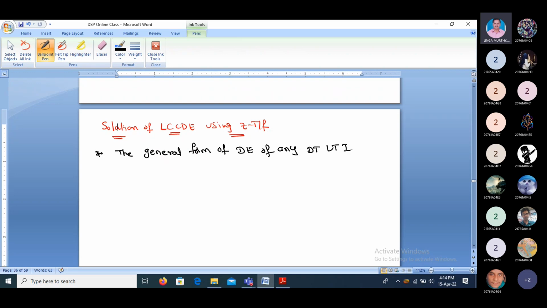The present output always depends upon the past outputs, that is summation k is equal to 1 to N, a_k into y of n minus k, these are past outputs, plus the present input, that is summation k is equal to 0 to M, b_k into x of n minus k. So this is the general form of the system equation for LTI systems.